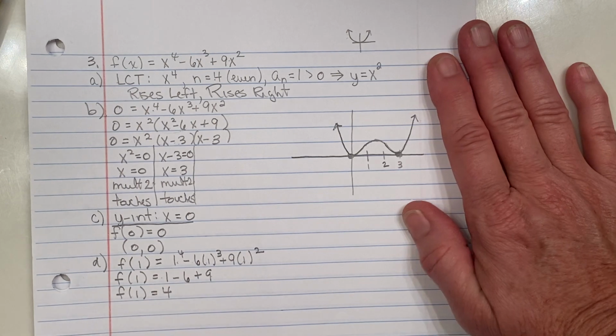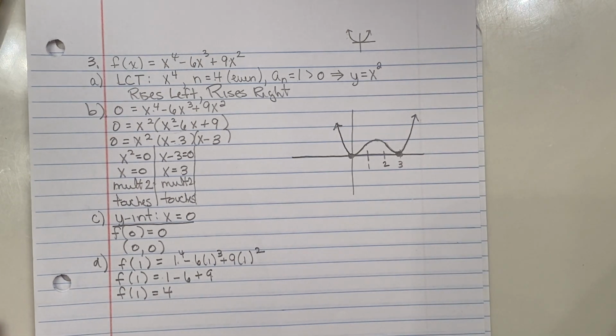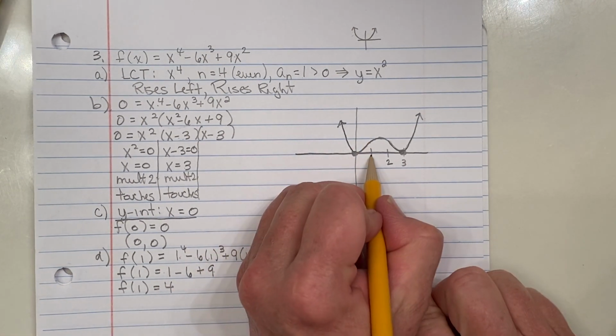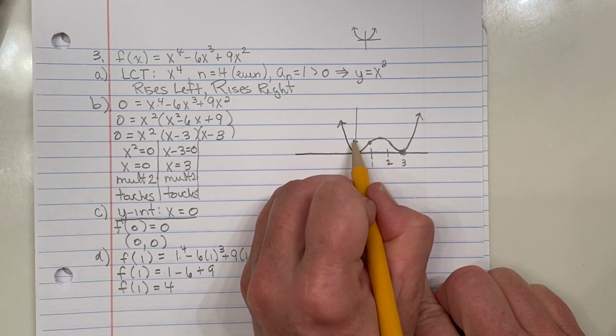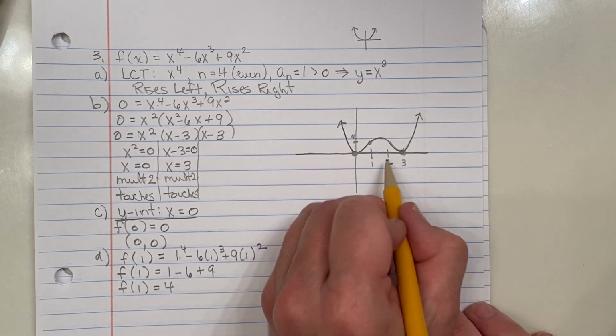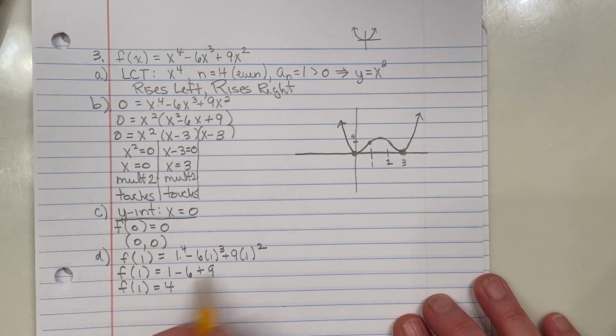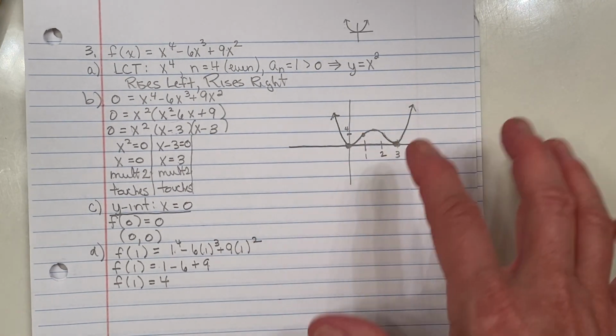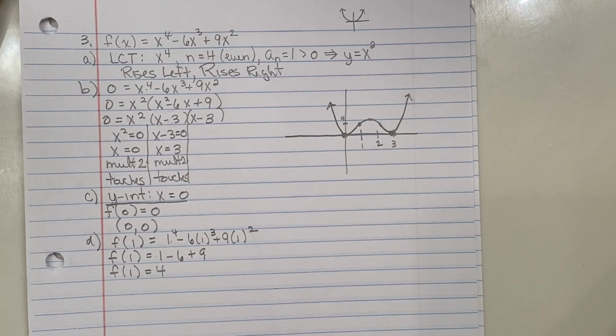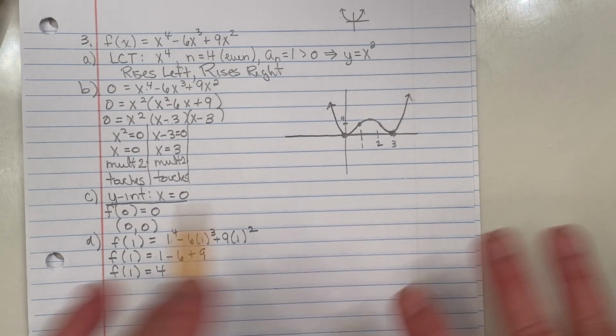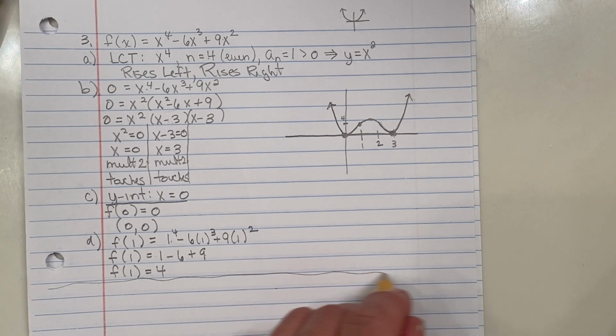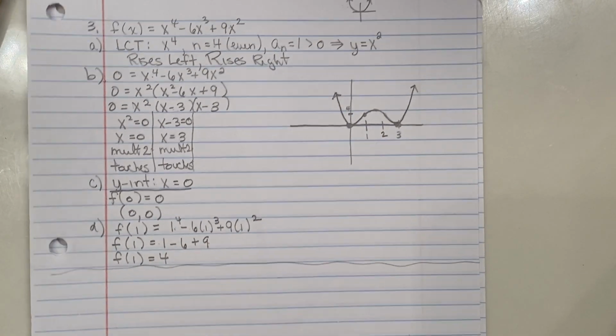So if I needed to know another point, that's what I could do. So 1, 4, so 1, 4, so this must be 4 over here. And then you could plug in 2 if you wanted to kind of see where that point is, just to get a little more specific and tweak that graph a little bit more. But for what we're doing, that's perfect. A sketch is great.